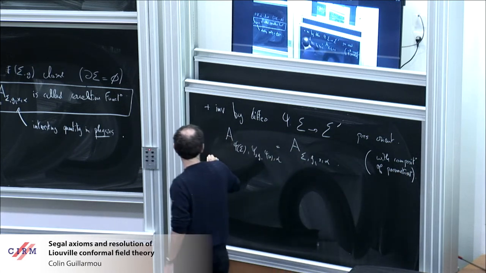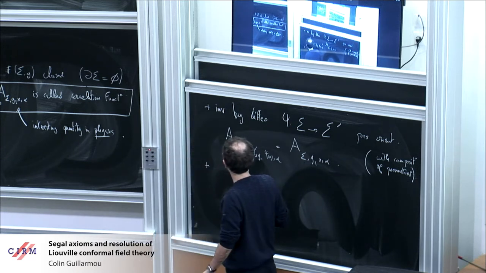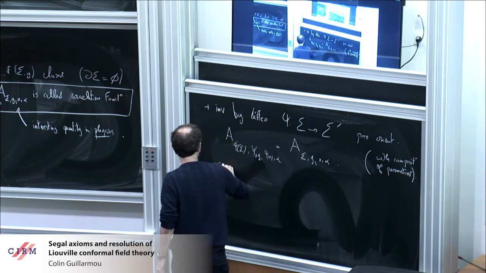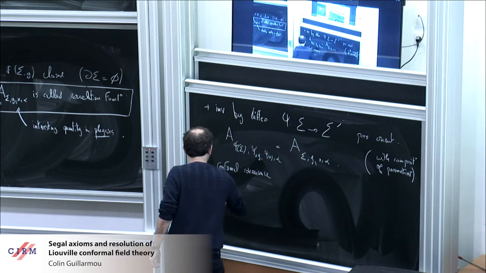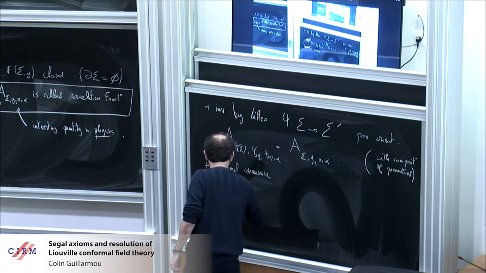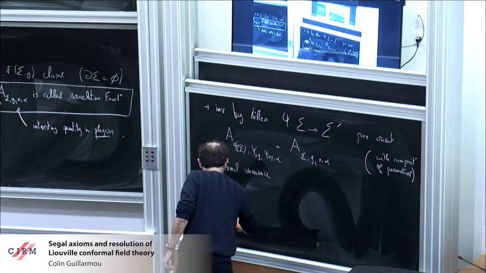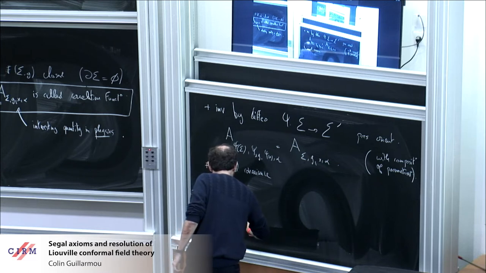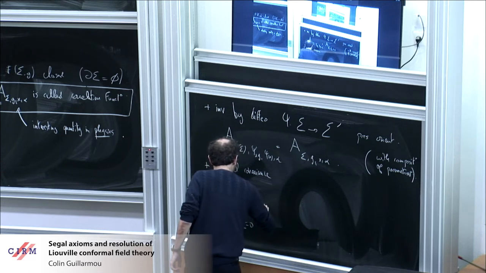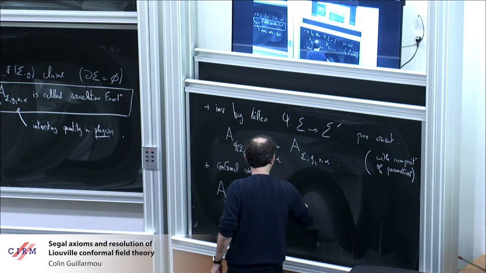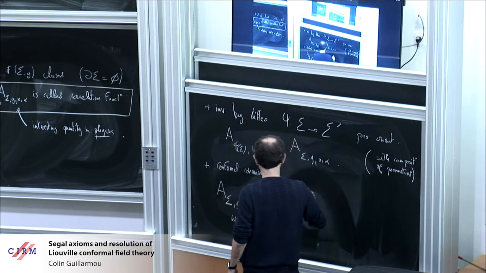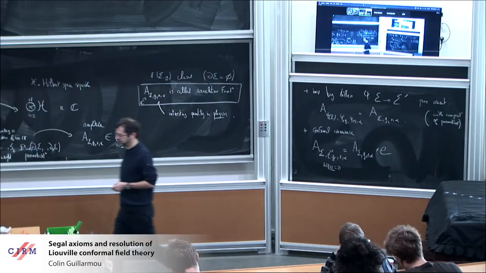That's the first thing. And the second thing, which is more important, is conformal covariance. So you want that if you rescale your metric by a positive conformal factor, and let's say omega on the boundary is zero, it should be the same amplitude multiplied by an anomaly.